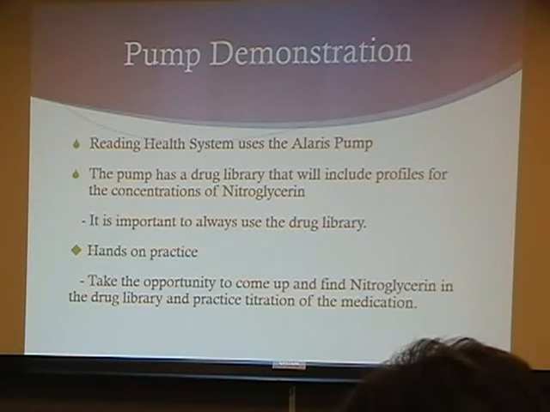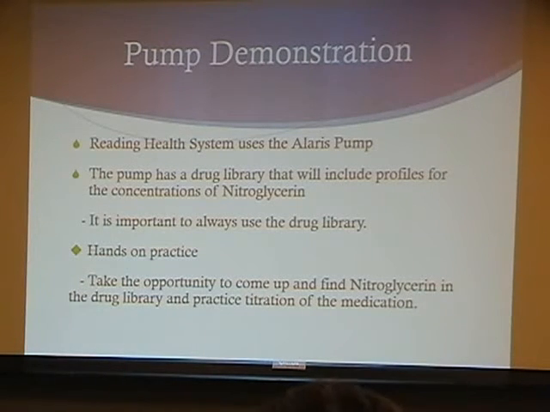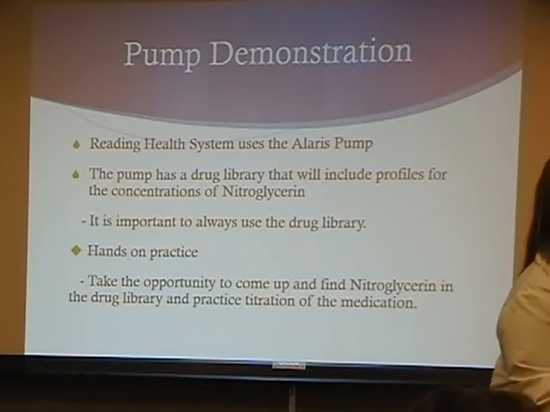Okay, so now we're going to go over to the pump. Reading Health System obviously uses the Alaris pump. It has the drug library on there for the concentration of nitroglycerin. It's always important to use the drug library. I know a lot of nurses in the emergency room sometimes quick go to that basic infusion because they know in their head what it's supposed to be, but it's always safe just to use the drug library, especially with nitro because you get the micrograms per minute and it gives you the right mLs per hour. So I'm just going to quick turn this on and go over it, even though I know you ladies use this all the time, I'm sure.